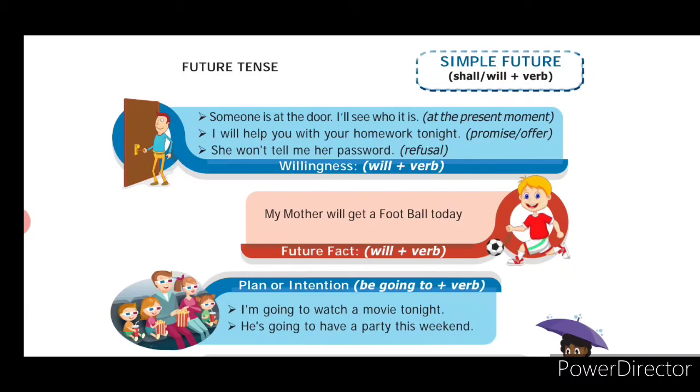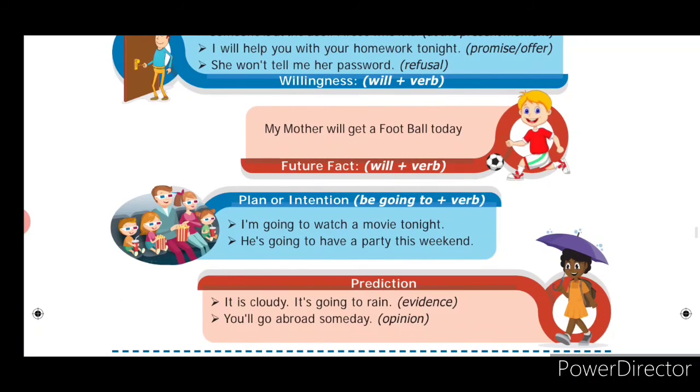Mother will get a football today, she is offering. That is, if he studies well, my mother will get a football today. To show our plan or intention: I am going to watch a movie tonight. He has planned. Next, he is going to party this weekend. Plan or intention. Then prediction: since it's cloudy, it's going to rain. You will go abroad someday.